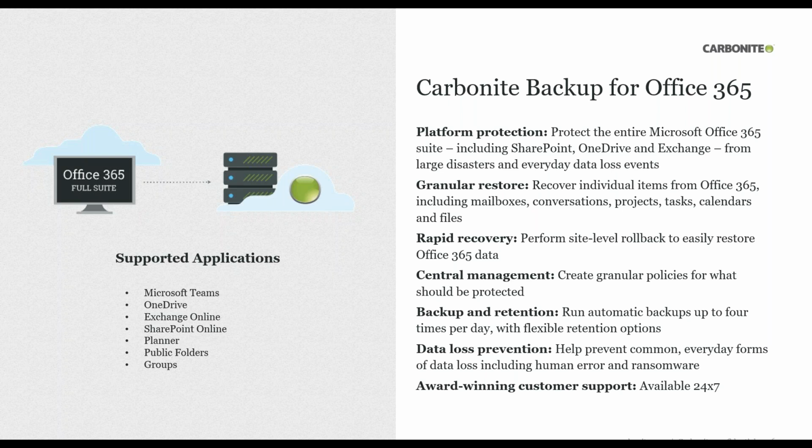We offer an RPO of 6 hours, so that's backing up 4 times per day. Retention can be anywhere between 1 year and indefinite. The most popular retention options are 1 year, 3 year, and 7 year, though we do have flexibility beyond that as well. And then finally, we do offer 24/7 support. Carbonite's award-winning support, many of you have had experience with them. We're happy to extend that same support model to our Carbonite Backup for Office 365 customers.